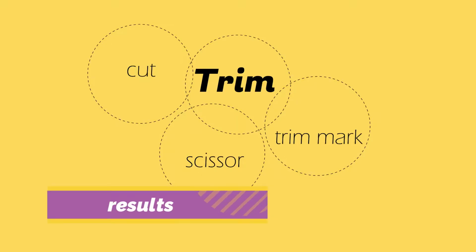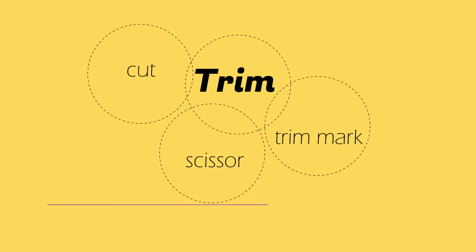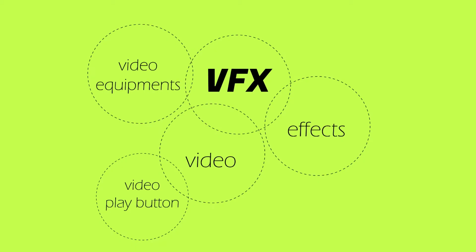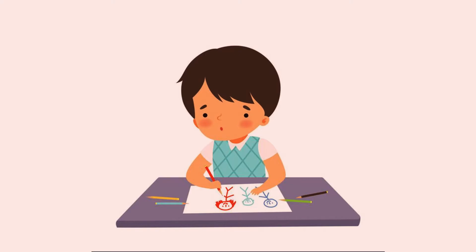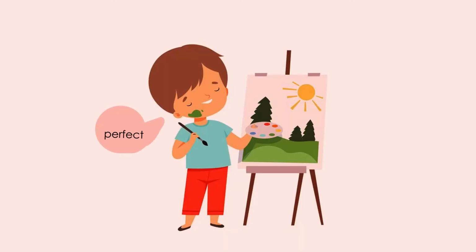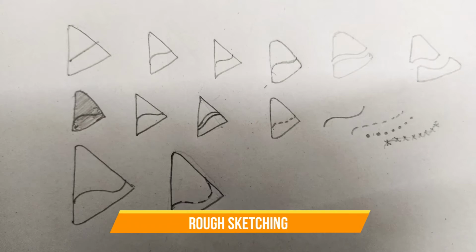From the word trim we came up with cut, trim mark, scissor. And from the word VFX, we came up with animation, effects, video play button. We will go with trim mark and video play button. Let's put my thoughts on the page. You don't have to be an artist to make it, just rough sketches. Here are all the ideas I came up with.